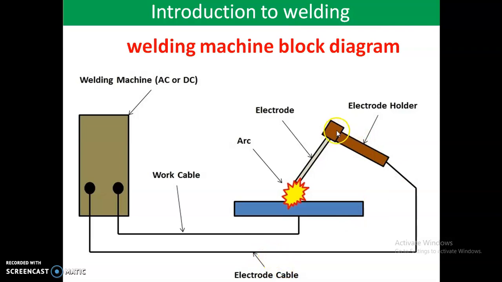The electrode holder has two jaws. In between these two jaws we can insert the electrode. This is a filler material. So this is our arc. I will explain the block diagram of the welding machine in detail in the next class. Just observe this diagram. First, let us see the definition of the welding process.